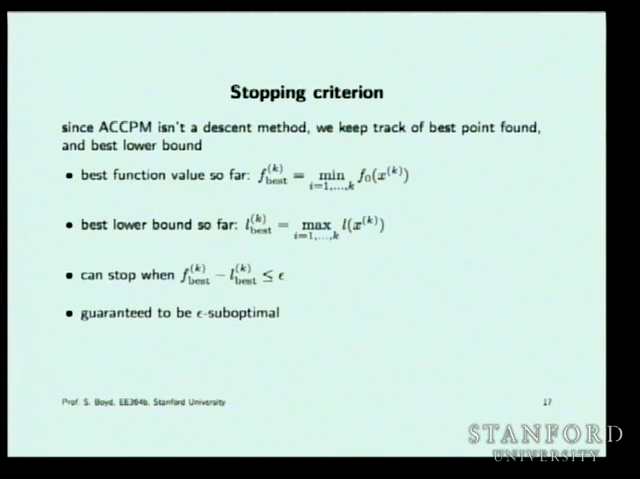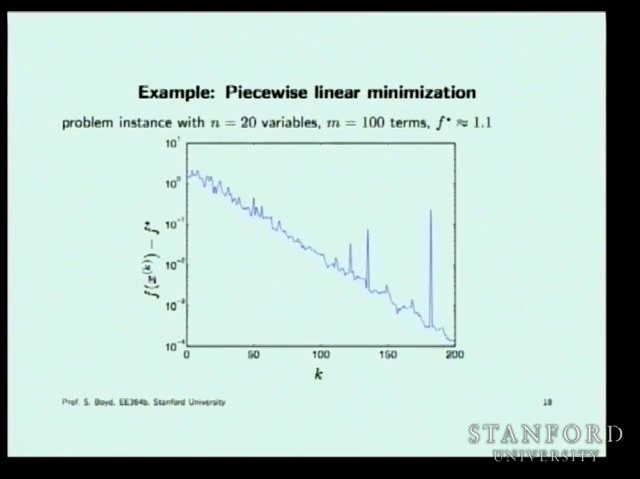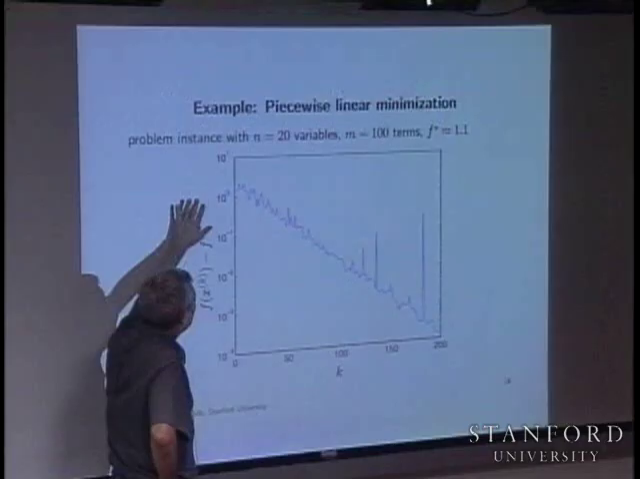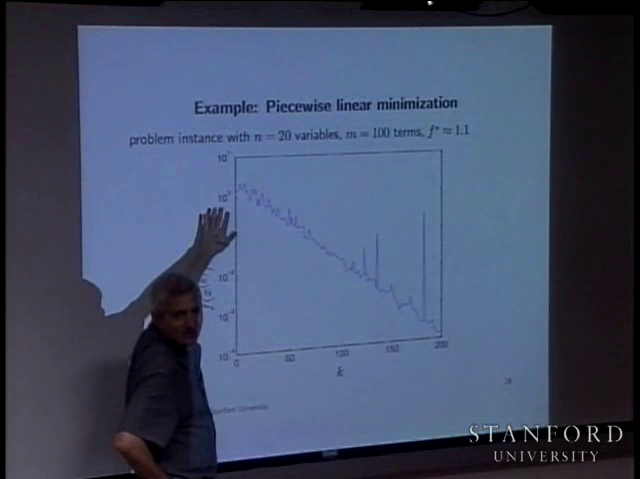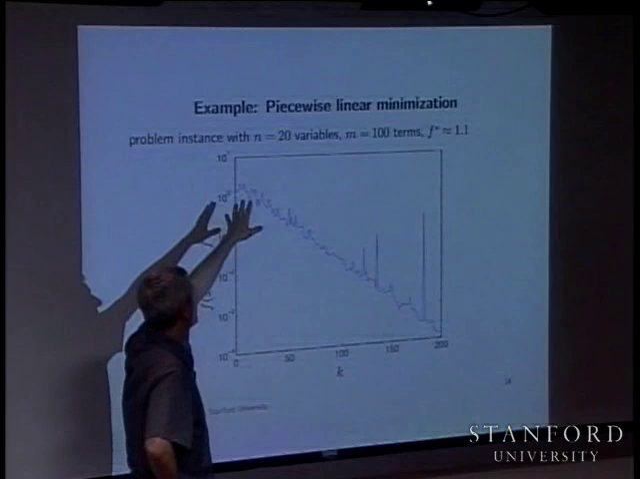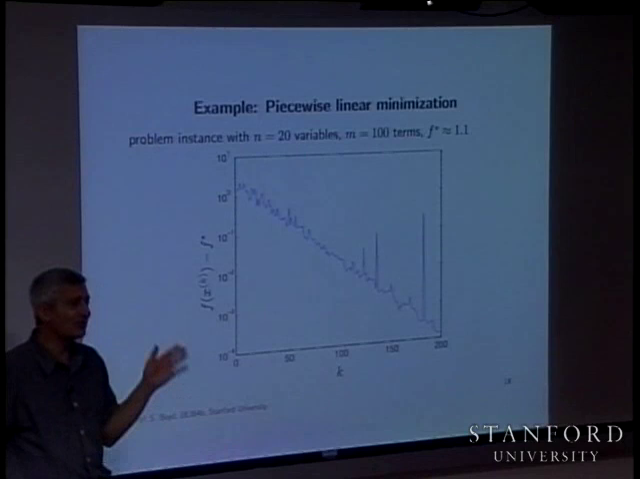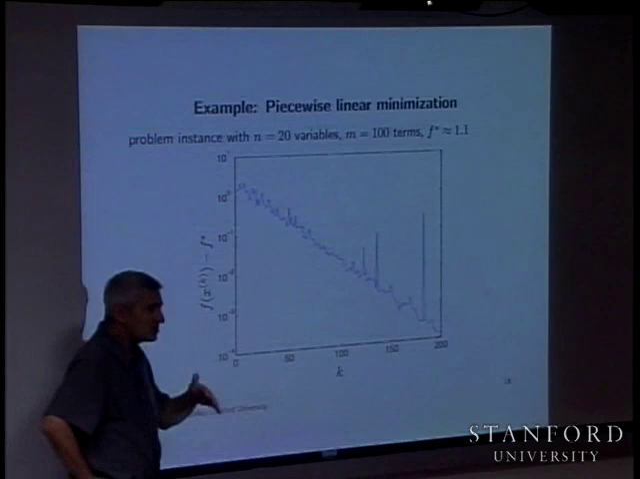So this is the problem we've looked at already several times. It's piecewise linear minimization, a problem with 20 variables, 100 terms, and an optimal value around 1. And let me add, to make this absolutely clear: if you just had to solve a problem like that, it goes without saying you would not use an analytic center. You'd just solve the LP. Let's bear in mind that every one of these iterations requires an effort at least on the order of simply solving this problem to 10 significant figures right off the bat by a barrier method.